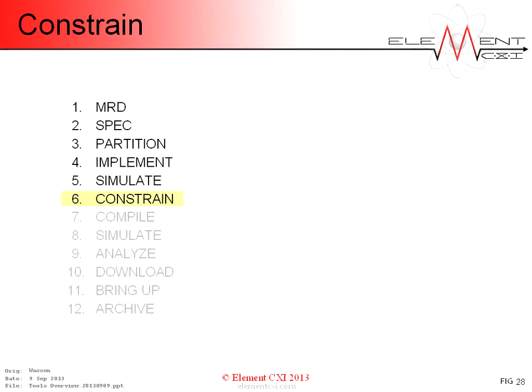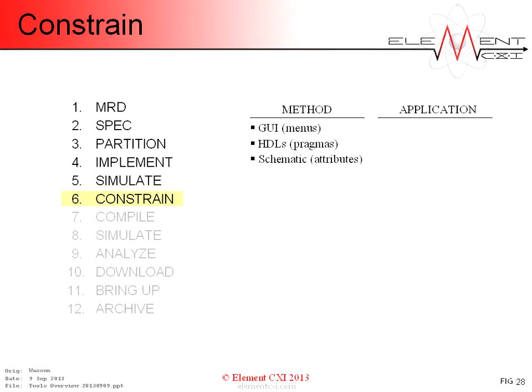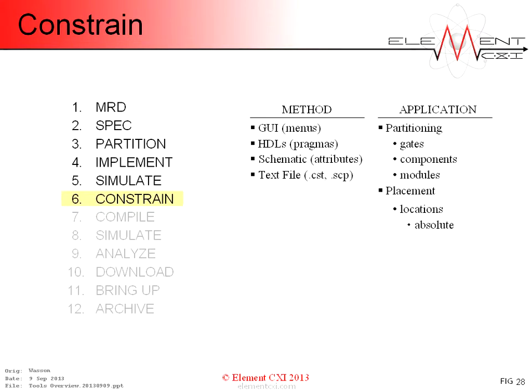However, we'll limit this presentation to the basic constraint methods and applications. Constraints can be applied through GUI menus, HDL pragmas, schematic attributes, or simple text files. Generally speaking, these are applied to control partitioning, placement, and timing. Partitioning constraints apply hierarchically to combinatorial logic, components, and modules for the purpose of controlling placement. Placement constraints are either absolute or relative, and most often apply to logic for the purpose of influencing timing. And timing constraints apply to clock nets, typically, to specify their frequency or domain, to general nets to specify criticality, and to I/O signals to specify margins.